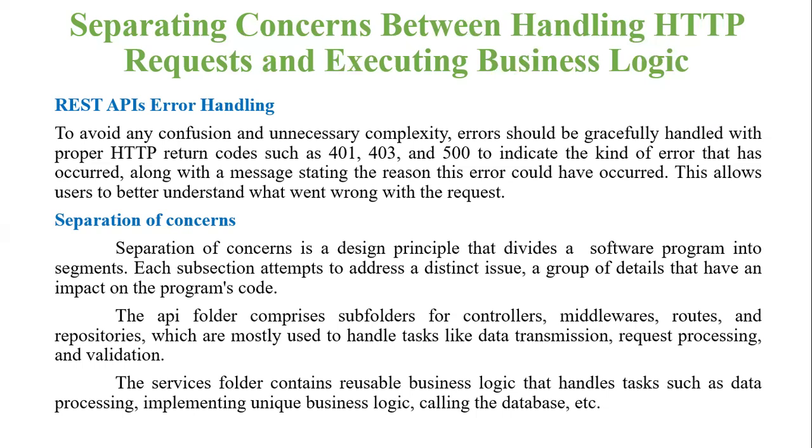The API folder comprises subfolders for controllers, middlewares, routes, and repositories, which are mostly used to handle tasks like data transmission, request processing, and validation. The services folder contains reusable business logic that handles tasks such as data processing, implementing unique business logic, calling the database, etc.